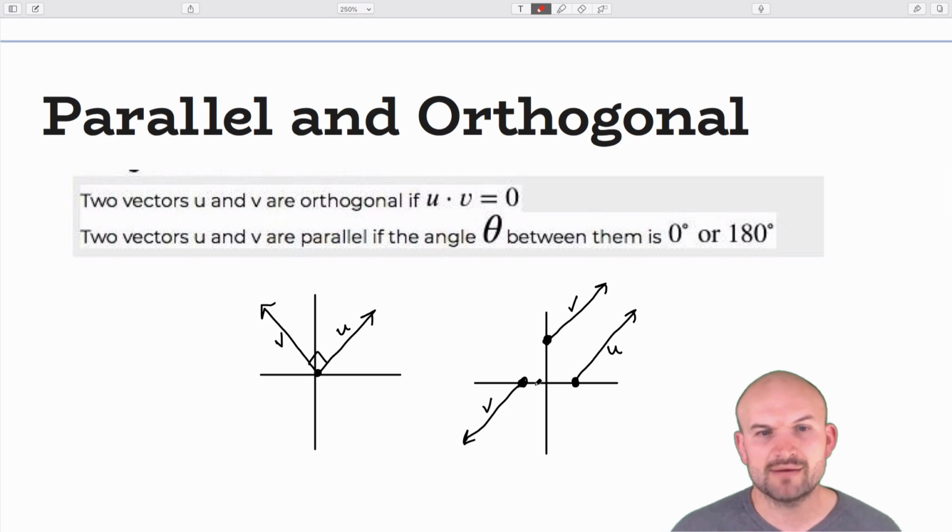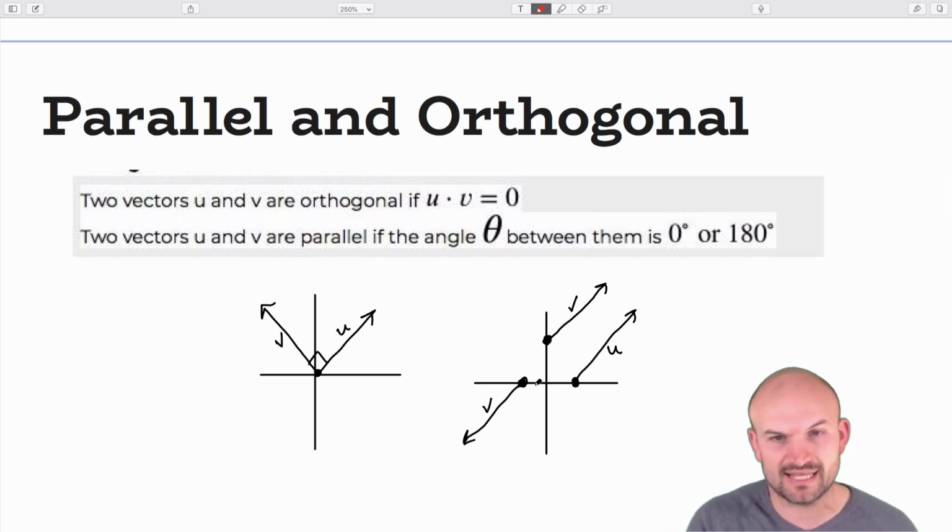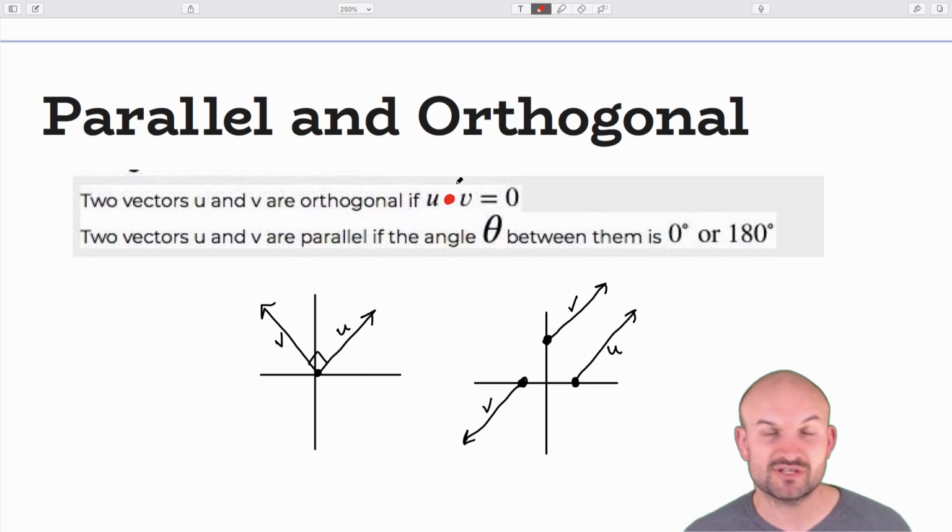So if two vectors, u and v, are orthogonal, that means the dot product, u dot v, and again, a lot of times I want to make sure this dot is going to be nice and thick for the students, u dot v is going to equal 0. So that scalar product is going to be 0.